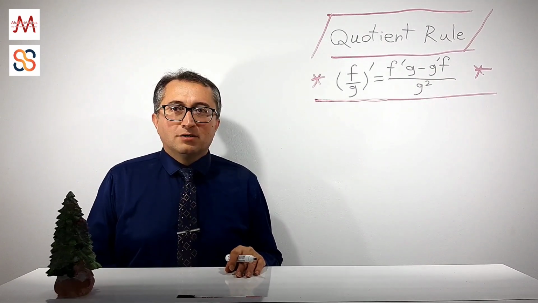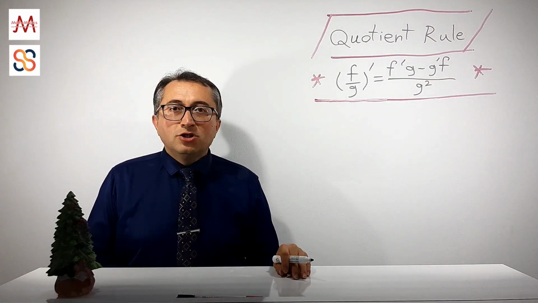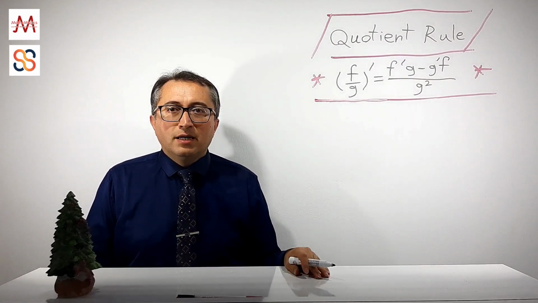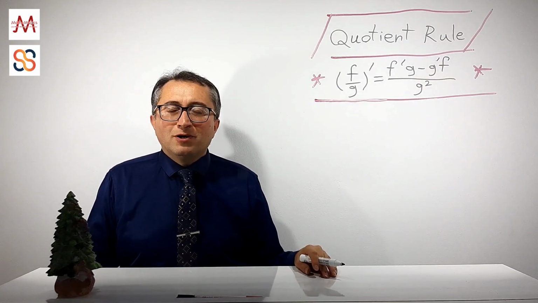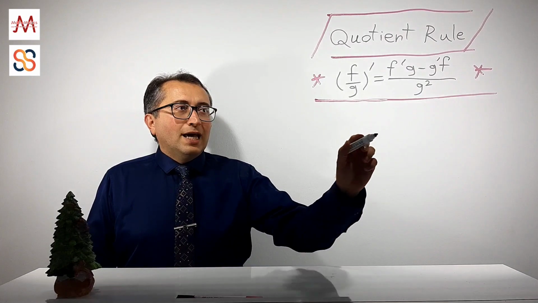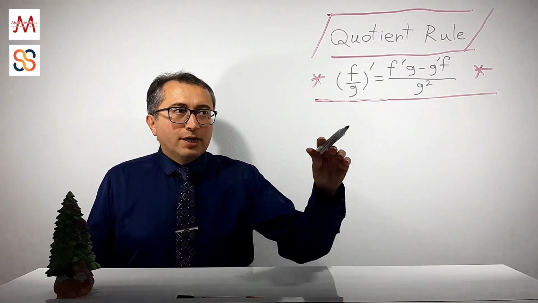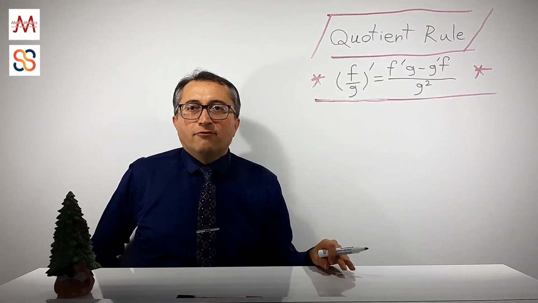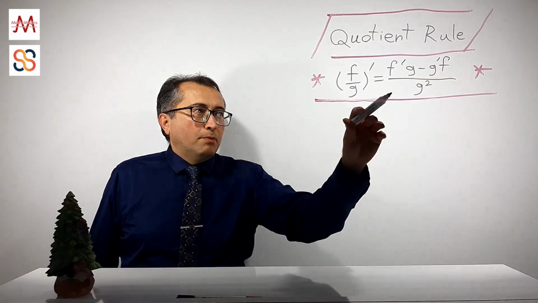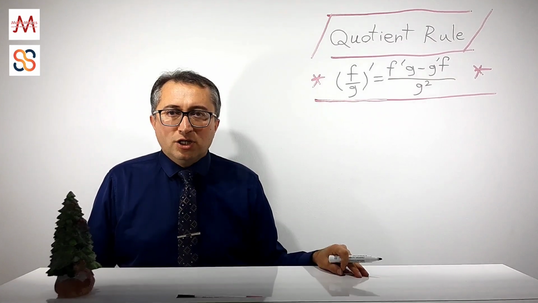In this video, I'm gonna show you how to take the derivative of fraction functions using the quotient rule. So, if we have two functions f and g, f divided by g, and we are gonna take the derivative of f over g, we can use this equation. F over g prime equals this fraction. On top, we have f prime g minus g prime f, all divided by g squared.